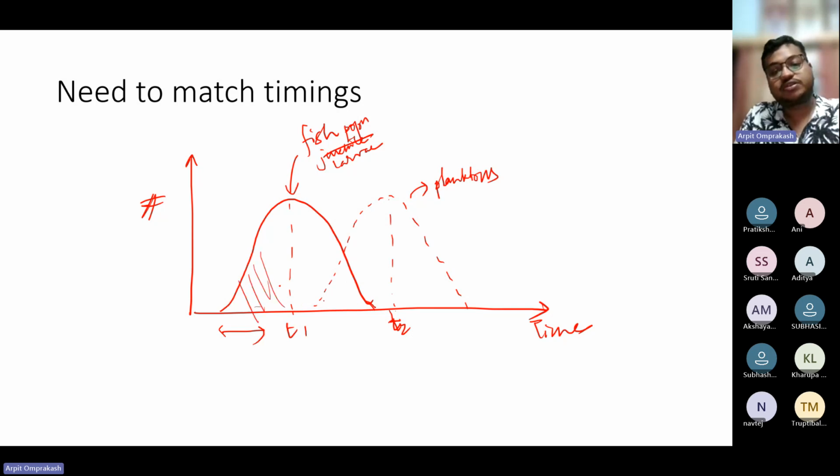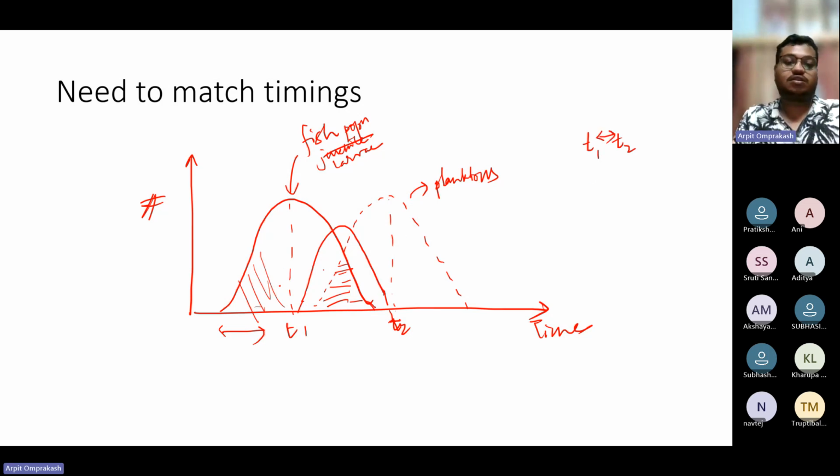However, the larvae that are present in these patches will get some amount of food, and they will grow. So you'll see that this will be the population of the fishes that are coming up, right? So if there's a very high difference between T1 and T2, so if they are very far apart, then we'll see a crash in the fish larval population because there are not enough planktons for the fish larvae to eat and survive.